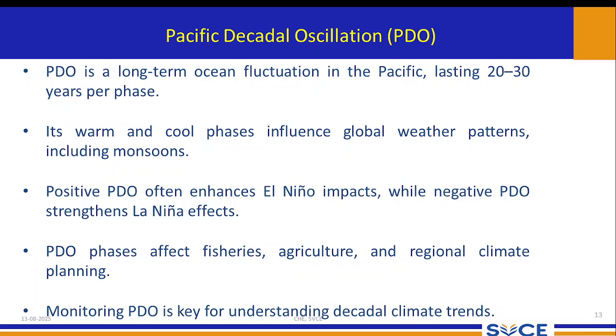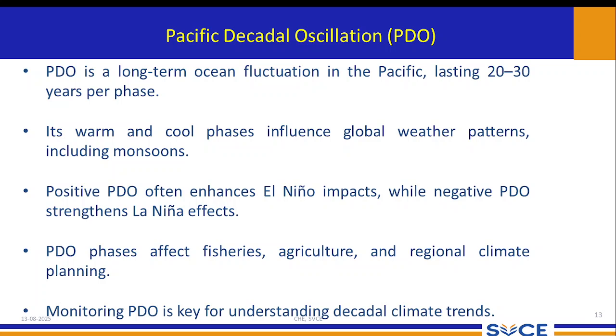Okay, it is a long-term fluctuation of the Pacific Ocean climate, characterized by variation in sea surface temperature and atmospheric conditions with a cycle of roughly 20 to 30 years. It is similar to El Nino Southern Oscillation but with a much longer time scale.